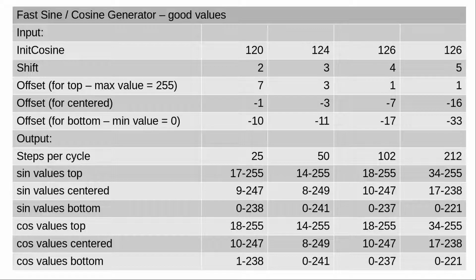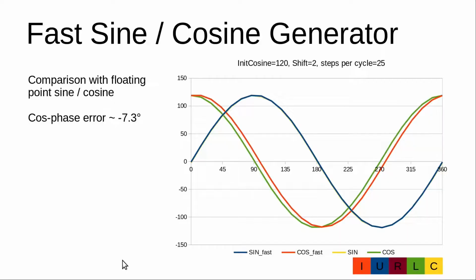In this table I have summarized some good values for init cosine and shift, which means after one cycle the generator goes back to the initial values, with the consequence that with infinite loops you have a constant amplitude. Now I want to compare the output of the sine wave generator, here called sine fast and cos fast, with the output of the floating point sine function and cosine function when it is rounded to an 8-bit integer.